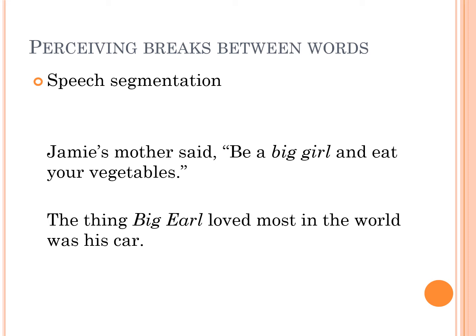Well, big girl and Big Earl, I can feel a slight difference when I say it, but I'm pretty sure if you measured and looked at the speech stream, there is very little difference between Big Girl and Big Earl. And yet, we hear that without any problems. Again, we're really using the context of the sentence to help us figure out what the person is saying. And it doesn't feel like there's an ambiguity there.